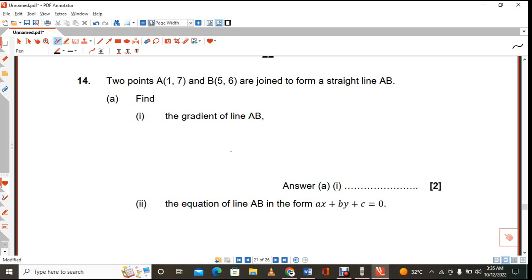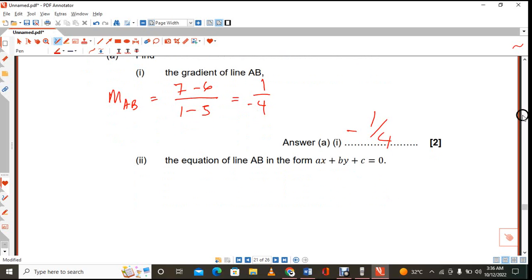Okay, so question 14. Two points A (1,7) and B (5,6) are joined to form a straight line AB. Find the gradient. Of course, this is just a repetition, we have done something similar, finding the gradient of a line. The gradient of line AB will be the change of y value, so you say 7 minus 6 over 1 minus 5. So it is 1 over negative 4. So the gradient is nothing but negative 1/4 or negative 0.25. It's totally up to you if you prefer to use decimals.